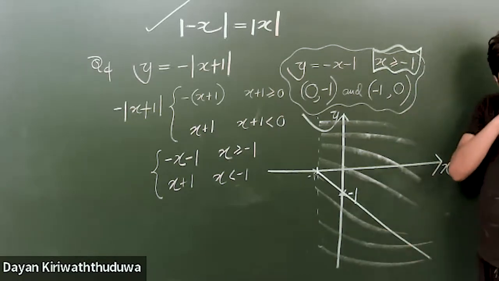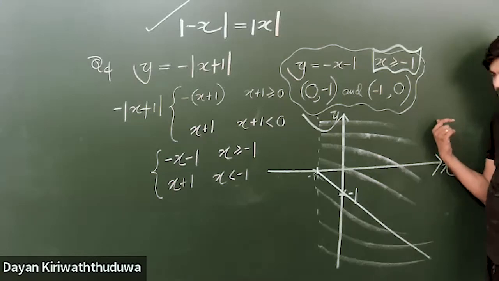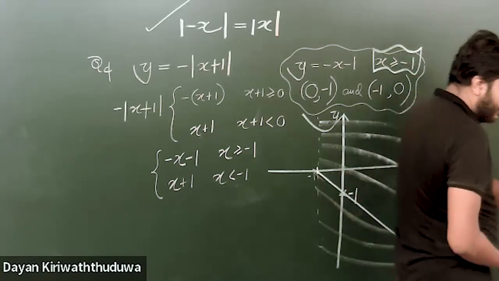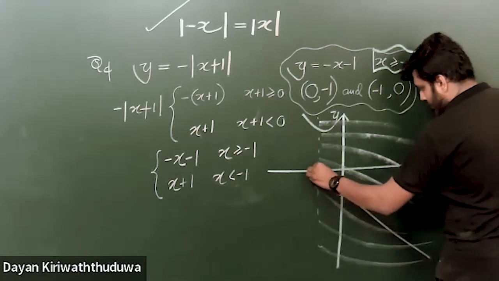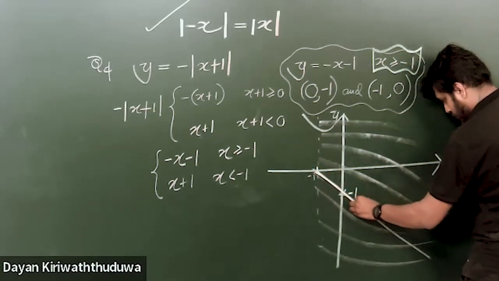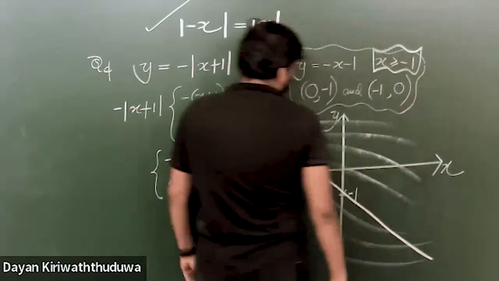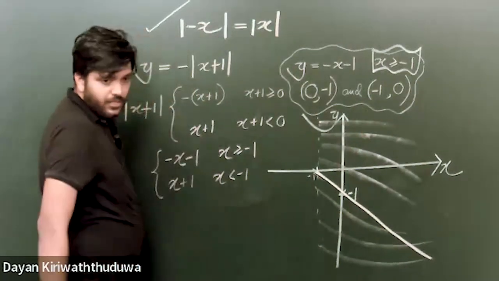That's it, right? That is when x is greater than or equal to minus 1. Let me use this red color here. So this is it. Now we have to check the other way around as well, right?